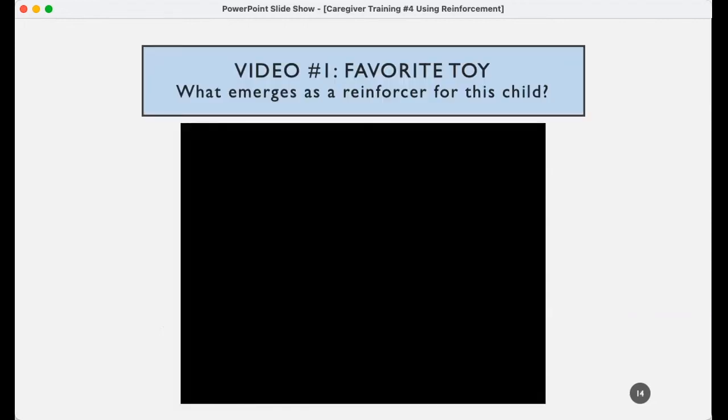Let's take a look at this video called Favorite Toy. Here's a child who's sitting on the floor with access to a variety of toys. Let's see if a specific reinforcer emerges.